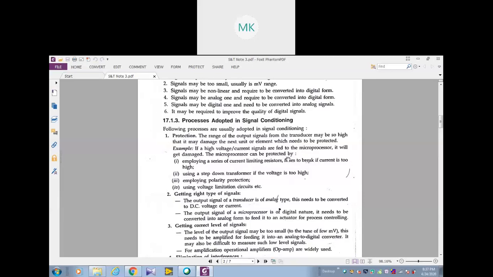So the microprocessor can be protected by, now how to make this protection? How can we provide protection to the circuit? First, employing a series of current limiting resistors, and fuses to break if the current is too high. Next, using a step down transformer if the voltage is too high. Employing polarity protection, positive negative polarity protection, and using voltage limitation circuits, like a regulator limiting the voltage.